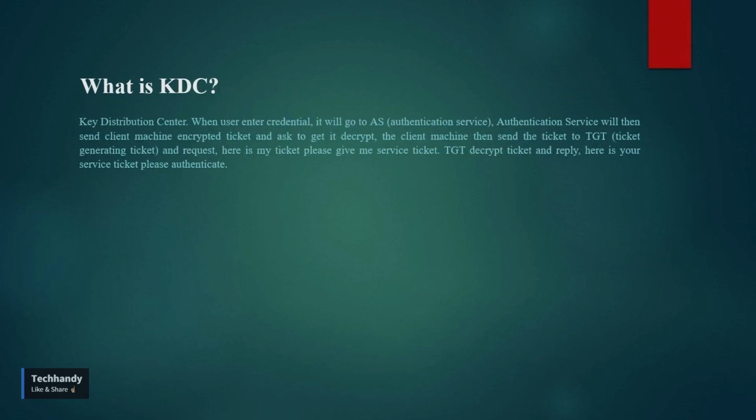What is KDC? Key Distribution Center. When the user enters credentials, they go to the AS, Authentication Service. The Authentication Service then sends the client machine an encrypted ticket and asks it to decrypt it. The client machine then sends the ticket to the TGS, ticket granting service, and requests, here is my ticket, please give me a service ticket. The TGS decrypts the ticket and replies, here is your service ticket, please authenticate.